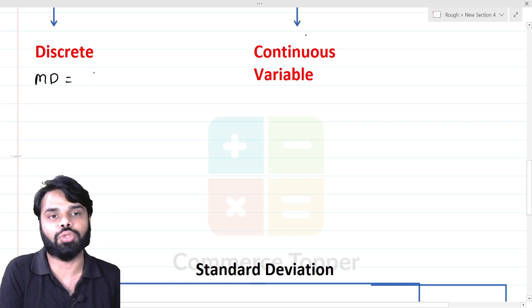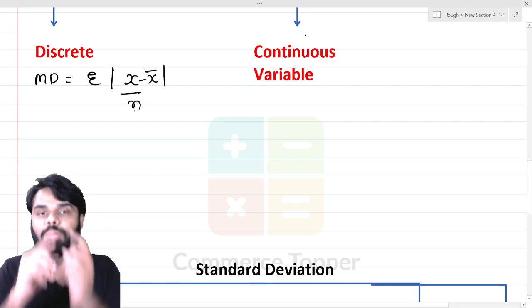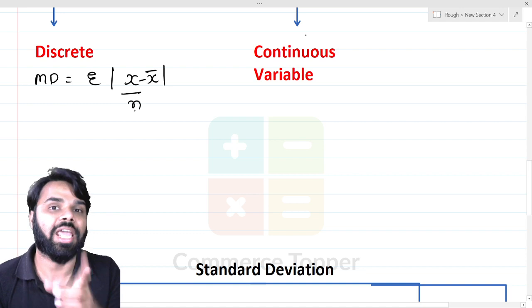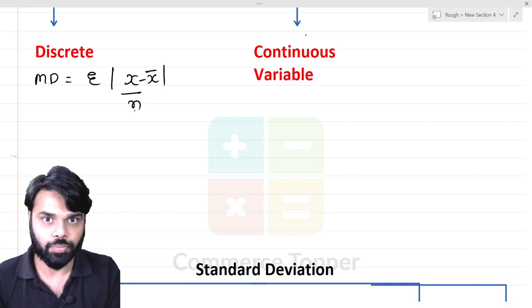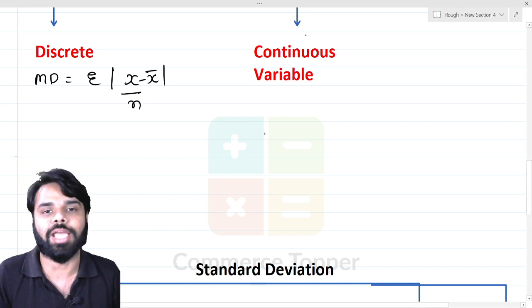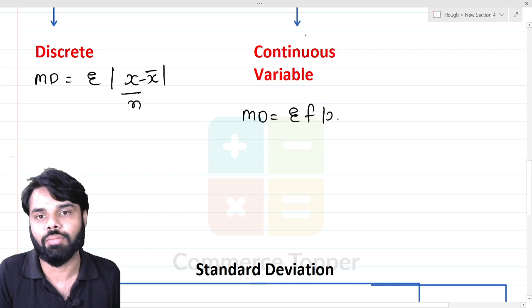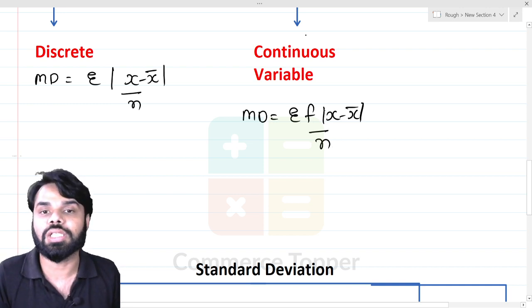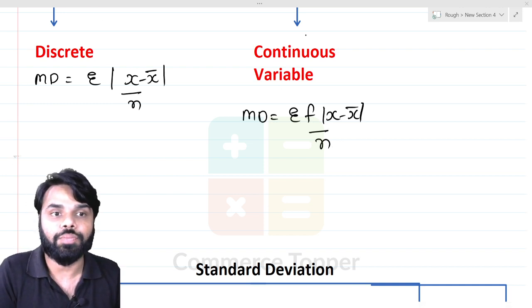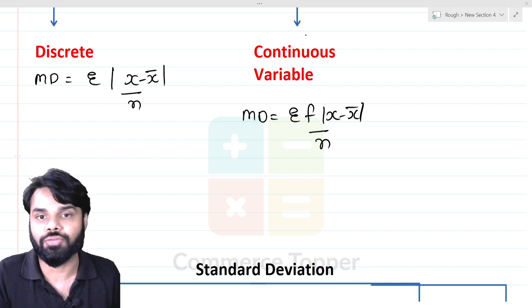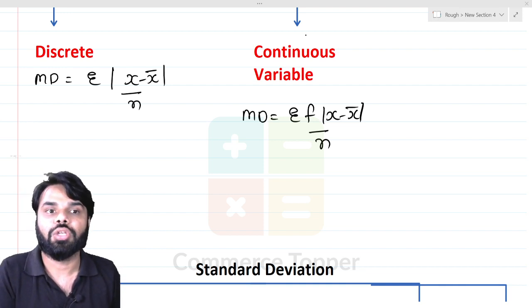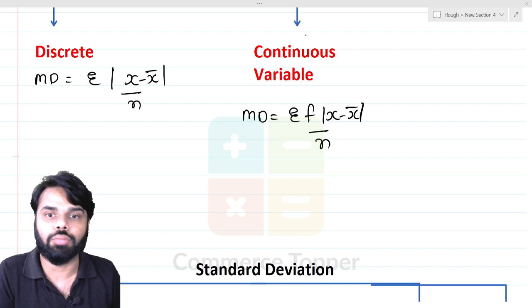When you are calculating on the basis of a discrete variable, the formula for mean deviation will be mean deviation equals sigma under modulus x minus x bar upon n. Keep in mind, if you do not use modulus, then x minus x bar will always become 0. So always use modulus of x minus x bar. For continuous, mean deviation equals sigma f under modulus x minus x bar divided by n. What is the difference? The difference is just f. Keep that particular point in your mind.